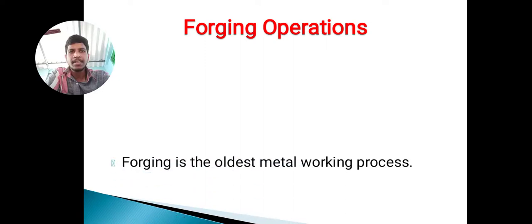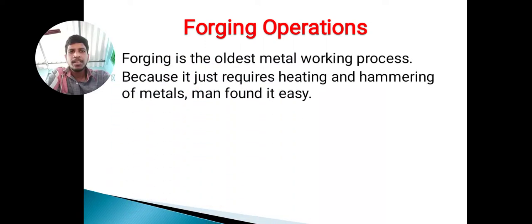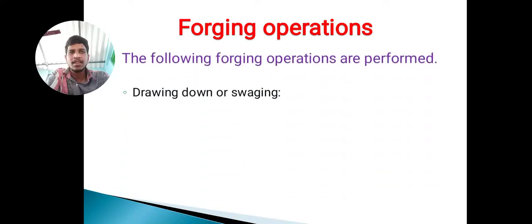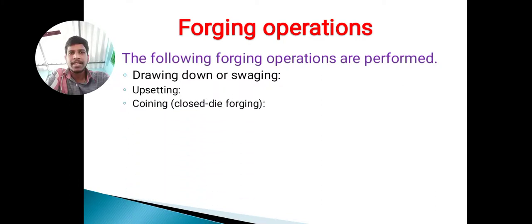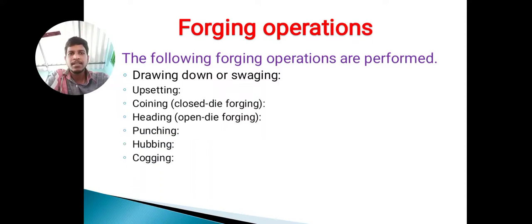Next, forging operations. It is the oldest metalworking process. It requires first heating and then hammering, that means striking or blowing. The operations are drawing down or swagging, upsetting, coining. Coining is also known as closed die forging. Heading, open die forging, punching, hubbing, cogging, fullering and edging, roll forging, and skew forging.